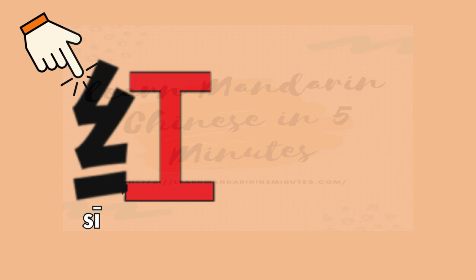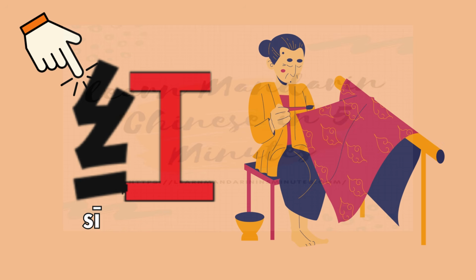Historically, the left side si didn't just mean fabric. The right side gong wasn't just a simple sound hint. It represented a tool, an action of creating or working on that silk. So Hong was the concept of working on colored silk. The action Gong was applied to the material Si.